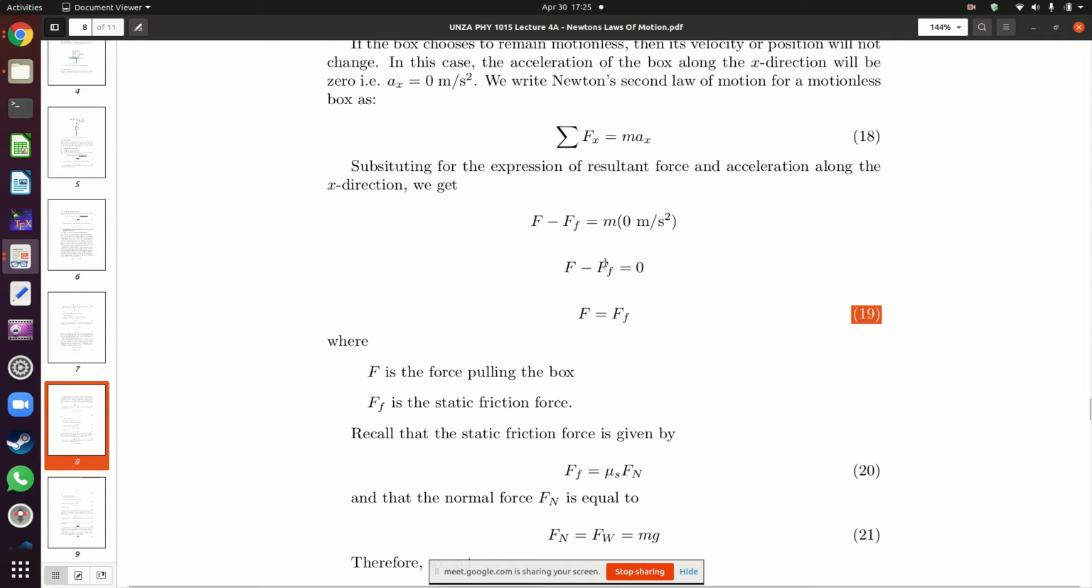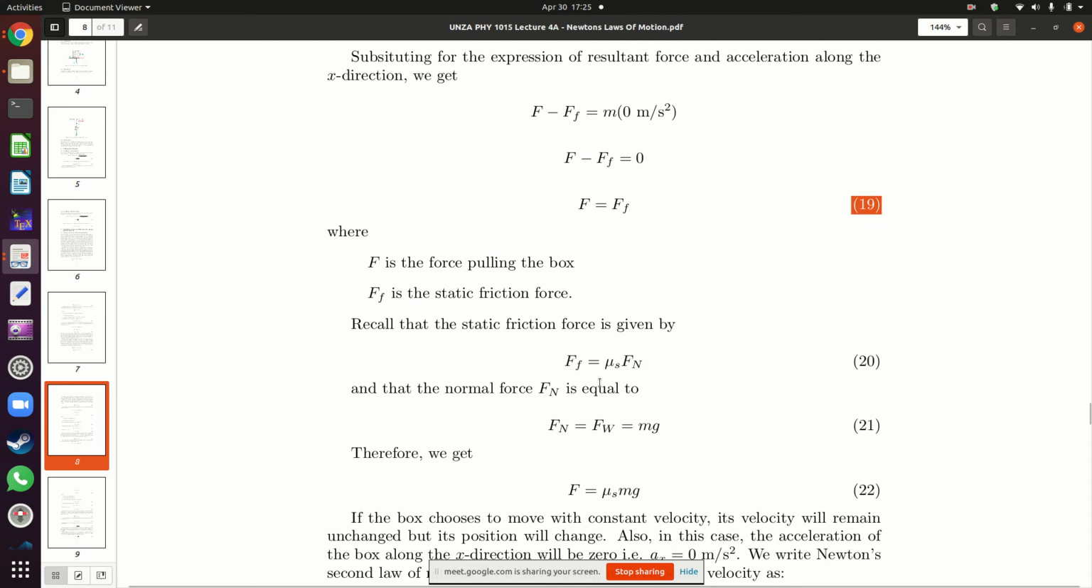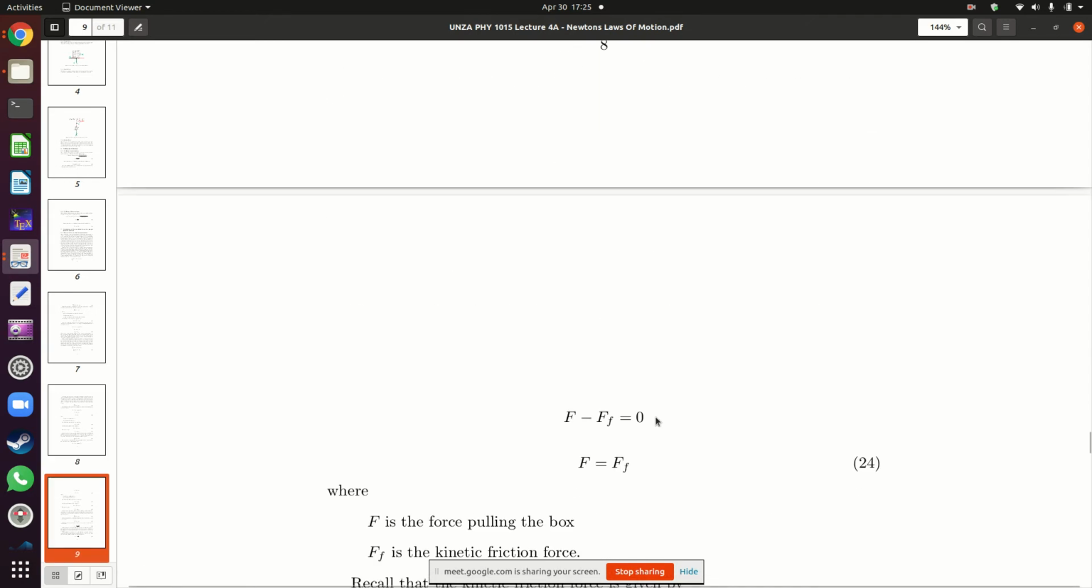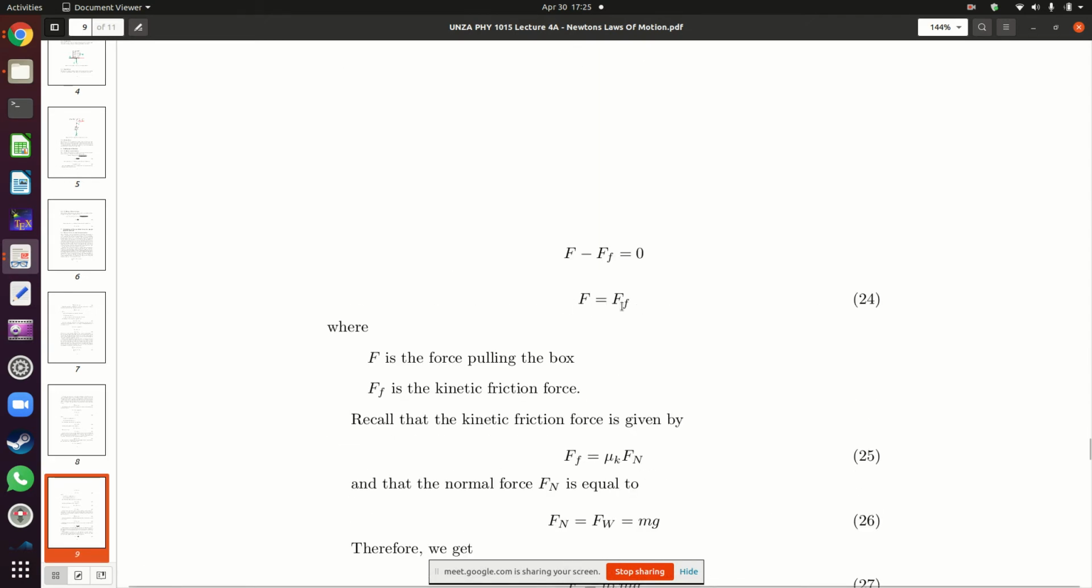So the friction is what is called the static friction force. And we have seen how to get the static friction force. It is the coefficient of static friction multiplied by the normal force. In this case, F is equal to Ff again.